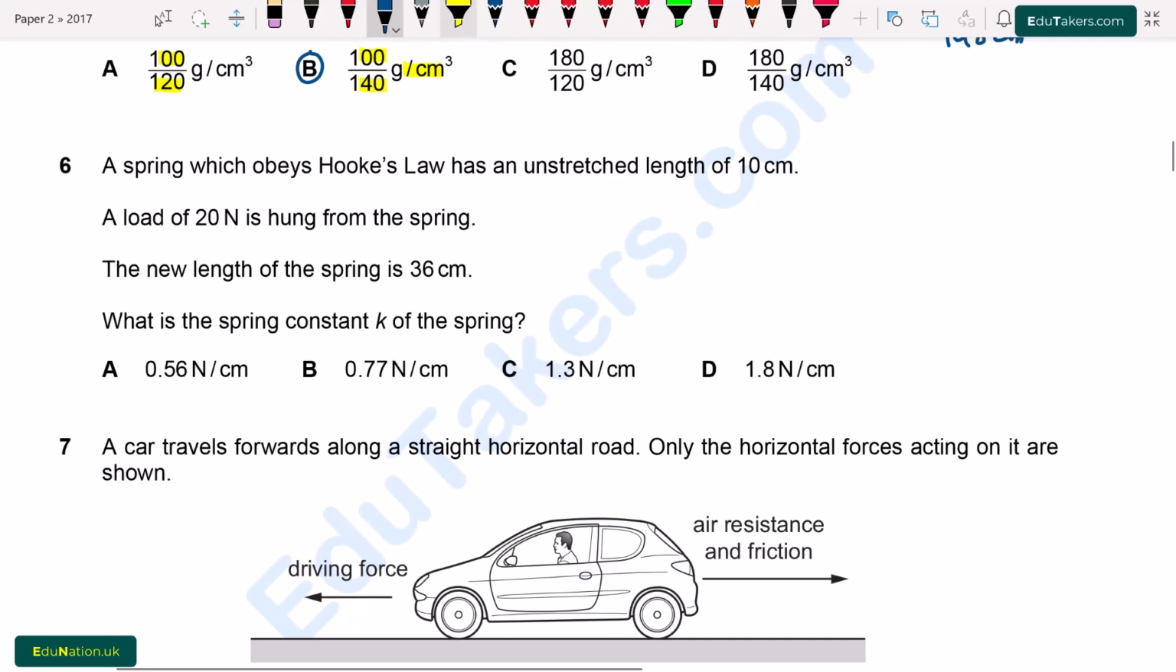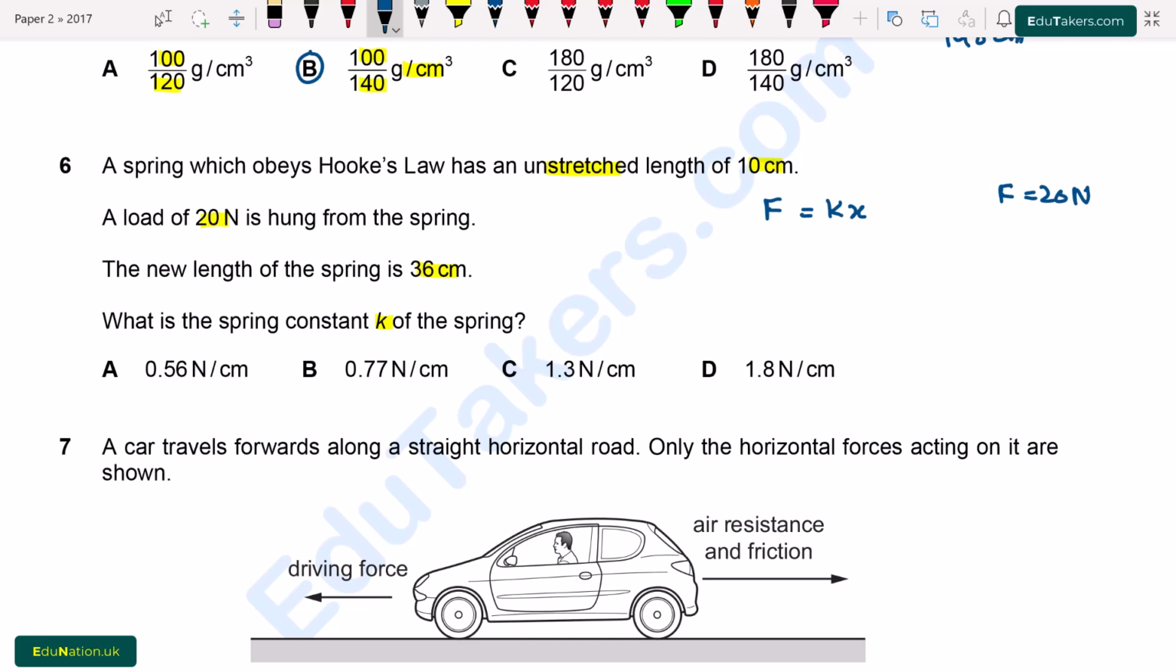Question number 6. A spring which obeys Hooke's law has an unstretched length of 10 centimeter. A load of 20 Newton is hung from the spring. The new length of the spring is 36 centimeter. What is the spring constant K of the spring? So here the load and lengths are given and we have to find out the spring constant. We know that according to Hooke's law, F is equal to Kx, where F is the load that we hung from the spring. So F will be equal to 20 Newton.